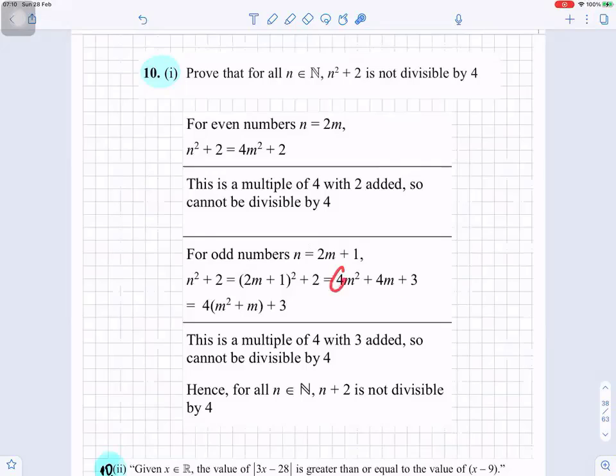We can factorize 4 out. So you get 4 bracket m squared plus m, plus 3. This is 4 times bracket m squared plus m, plus 3. Because you're multiplying by 4, it's a multiple of 4. But when you add 3, you cannot divide by 4. So 4 times m squared plus m is like the 4 times table, 4 times 1, 4 times 2. But when you add 3, it cannot be divisible by 4. So you can say, hence, for all n an element of natural numbers, n squared plus 2 is not divisible by 4.